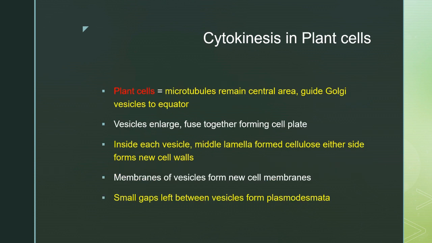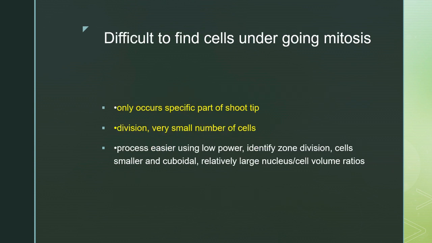This differs from a plant cell, as in plant cells, microtubules will remain in the central area, guiding the Golgi vesicles to the equator. These vesicles will enlarge, fusing together to form the cell plate, and inside each vesicle, the middle lamella will form, with cellulose on either side, forming the new cell walls, because we know cellulose forms cell walls. The membranes of the vesicles form new cell membranes, and small gaps are left between the vesicles, and these form plasmodesmata.